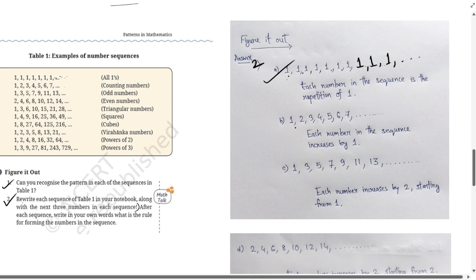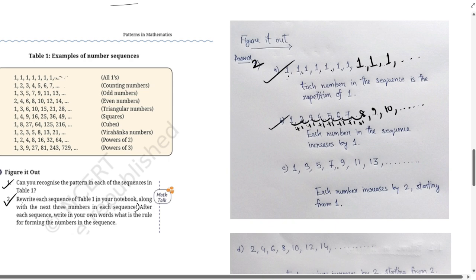Then B, 1, 2, 3, 4, 5, 6, 7. It is addition of 1: 1 plus 1 is 2, 2 plus 1 is 3, 3 plus 1 is 4, 4 plus 1 is 5, 5 plus 1 is 6, 6 plus 1 is 7. Next, 7 plus 1 is 8, then again 8 plus 1 is 9, then 10. Okay, next, it is done.